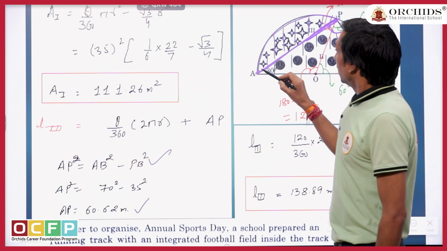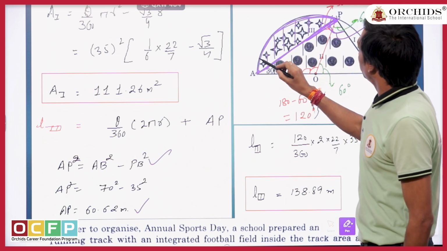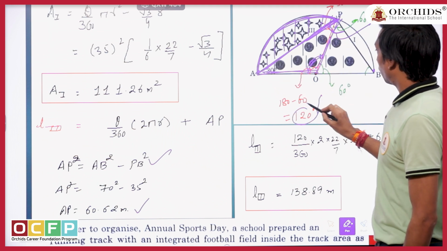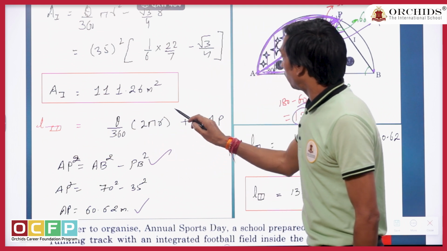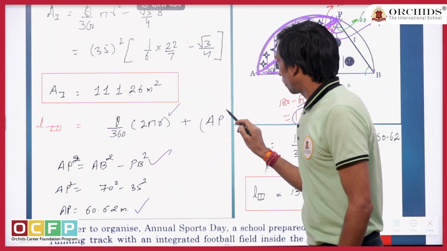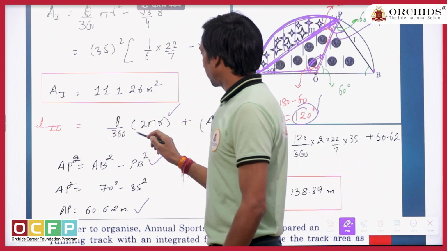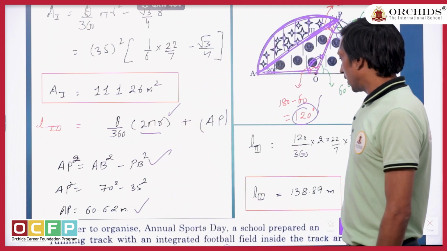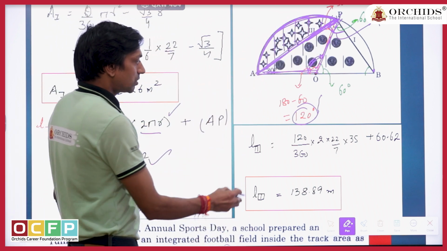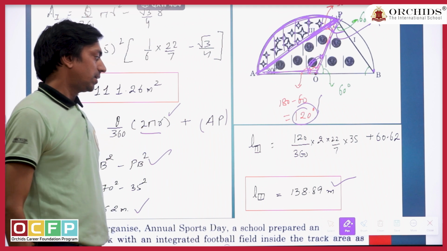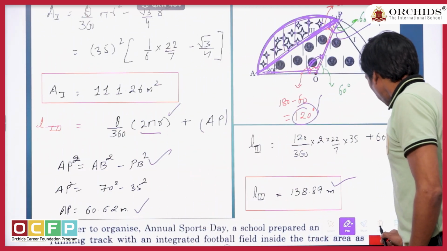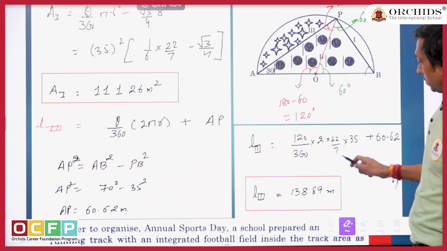Now how do we find this? This is the length of the arc of which sector? Sector AOP, whose angle we just calculated as 120 degrees. So we'll use the formula: length of arc plus the length of AP. The length of the arc is theta by 360 into 2 pi r. When we substitute all the values, we'll get the length of wire required to fence this third section, which is approximately 138.89 meters. So this is how we have to solve the problem in this question.